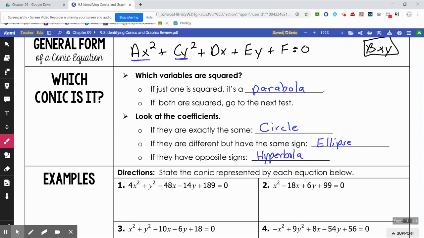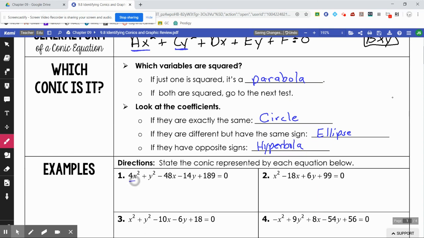So let's use that test here. Again, all you have to do is look at your x squared and y squared terms. It's not a parabola because both of them are being squared. If they're the same, it's a circle. If they're different but have the same sign, they're both positive, so this would be an ellipse without having to do any more work. The next one, notice that only the x is being squared. There's no y squared, so right off the bat, we know that's a parabola.